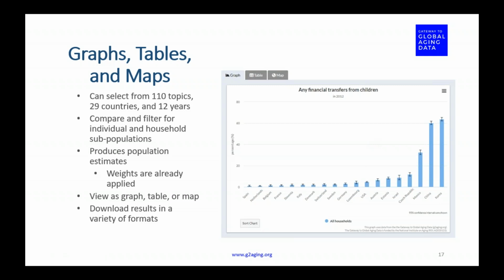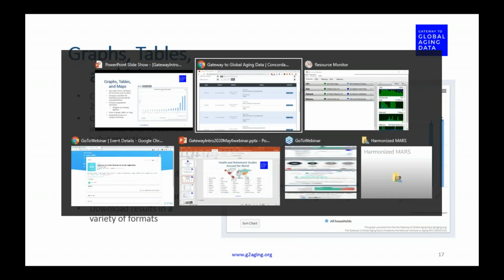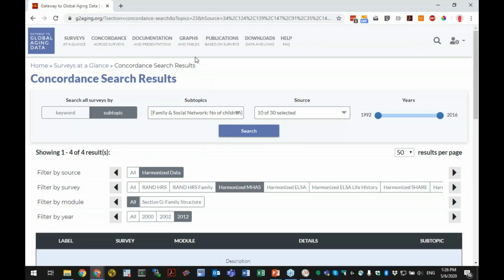And as I mentioned, we've built graphs and tables, and these are interactive. These can be quite fun to play around with. You can select from over 100 topics and 30 countries and 12 different years. And the graphs and tables are actually pre-generated survey estimates on the backend for these topics. So one of the nice things about these population estimates is that the weights are already applied. You don't have to worry about that here. And it's a nice way to get started. I'll jump back to the gateway and we can actually look at this page itself.